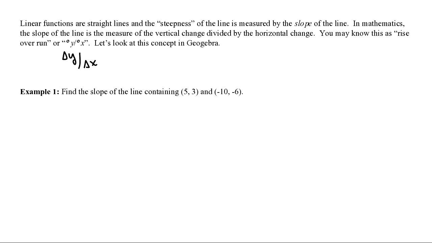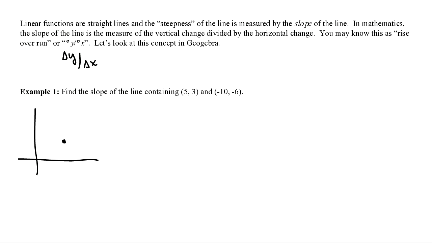I want to find the slope of the line containing (5, 3) and (-10, -6). The first thing I like to do is always draw a picture of it, a sketch, if you will. So (5, 3) would be over 5, up 3. That might be somewhere in here.